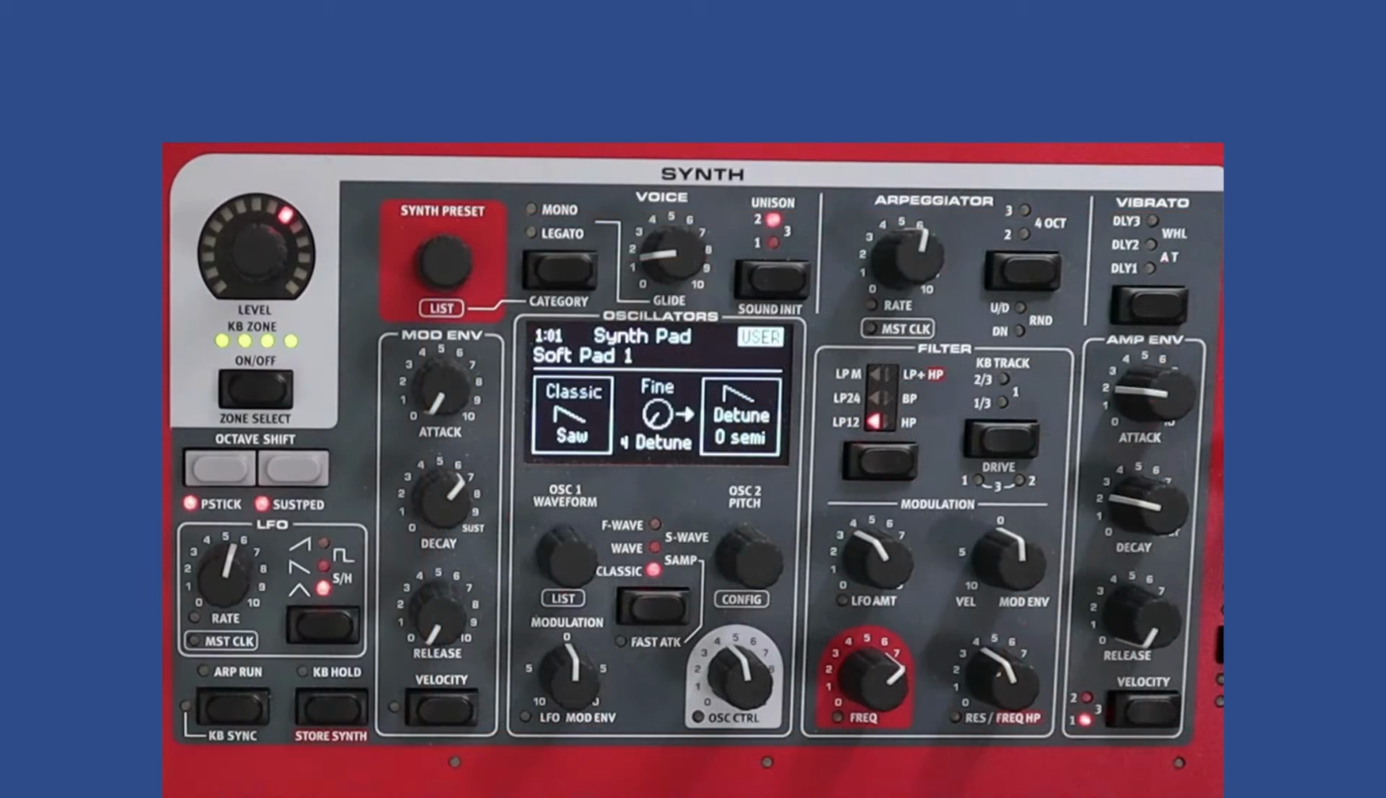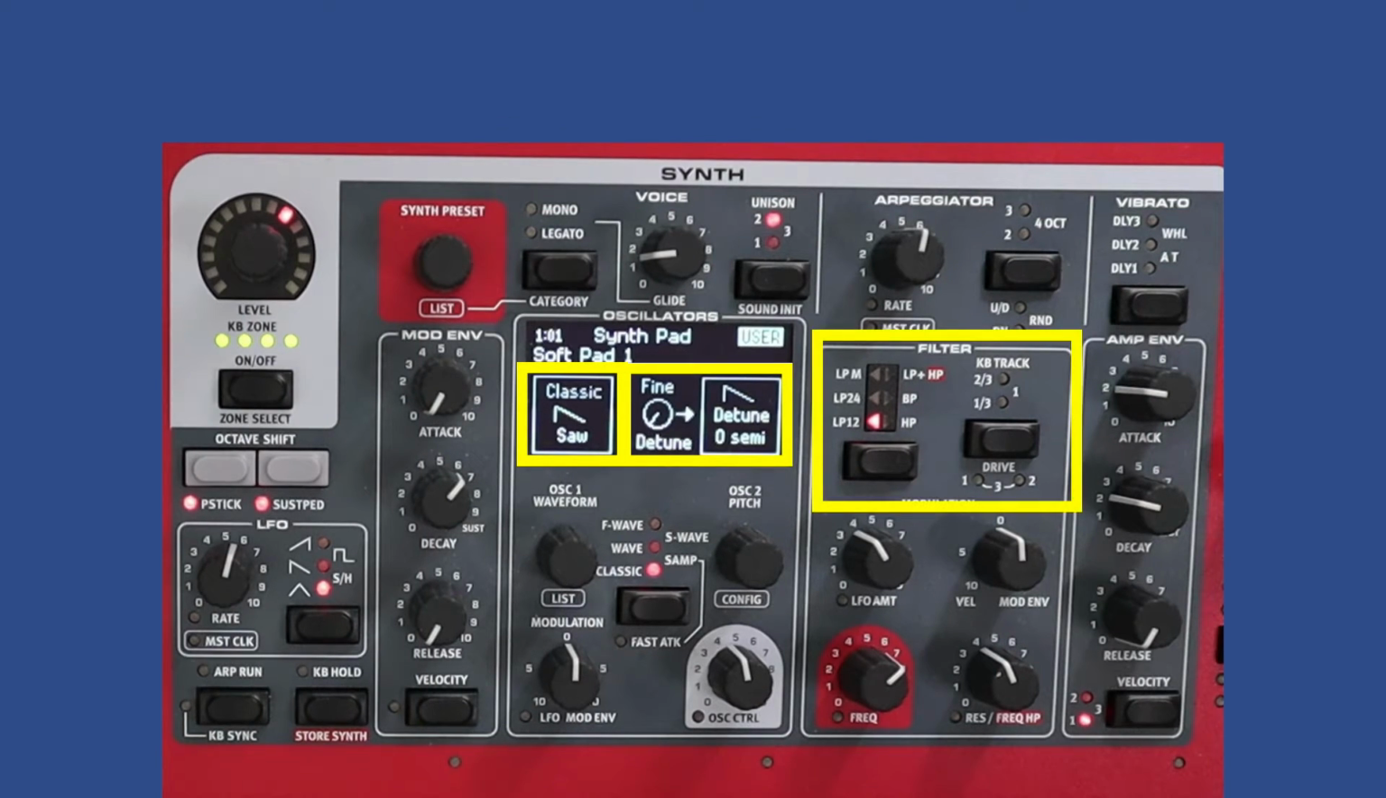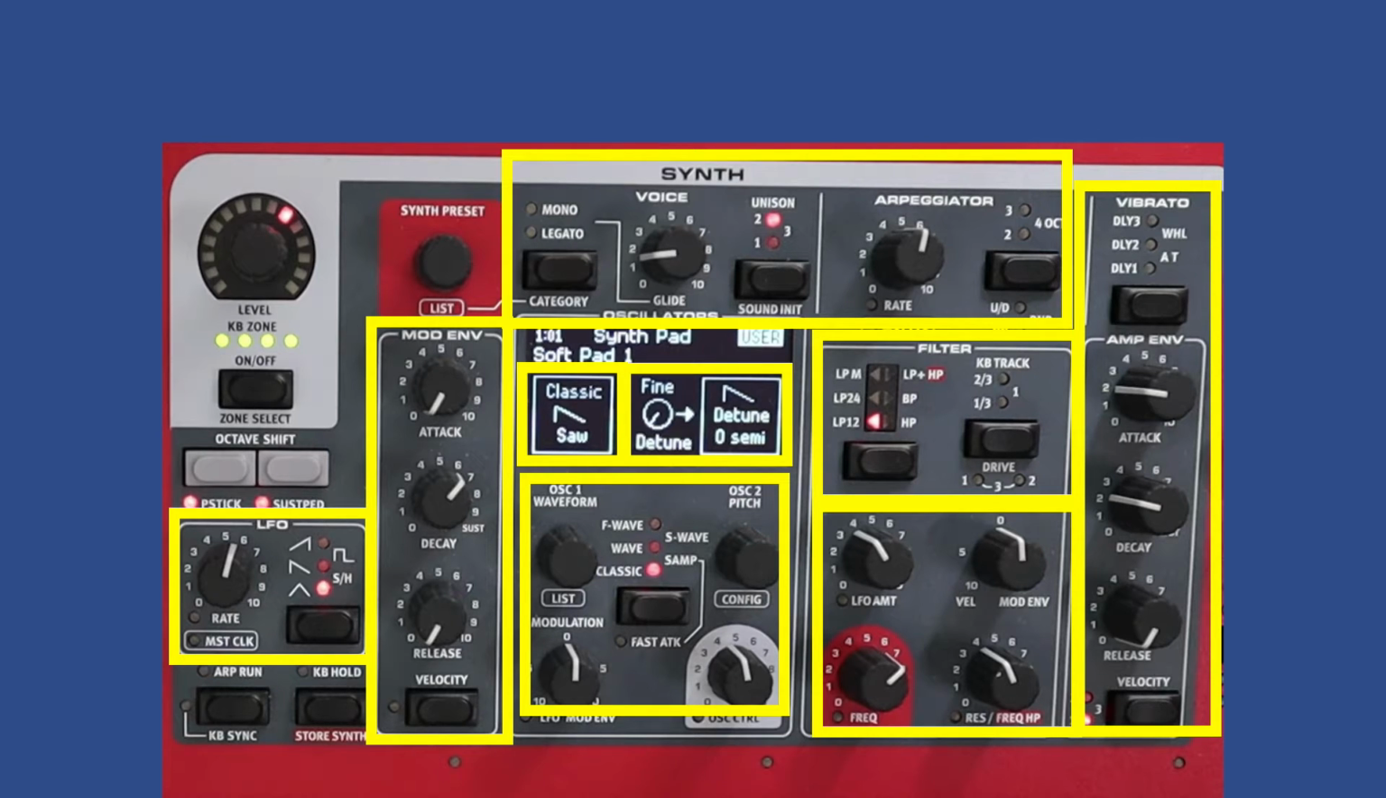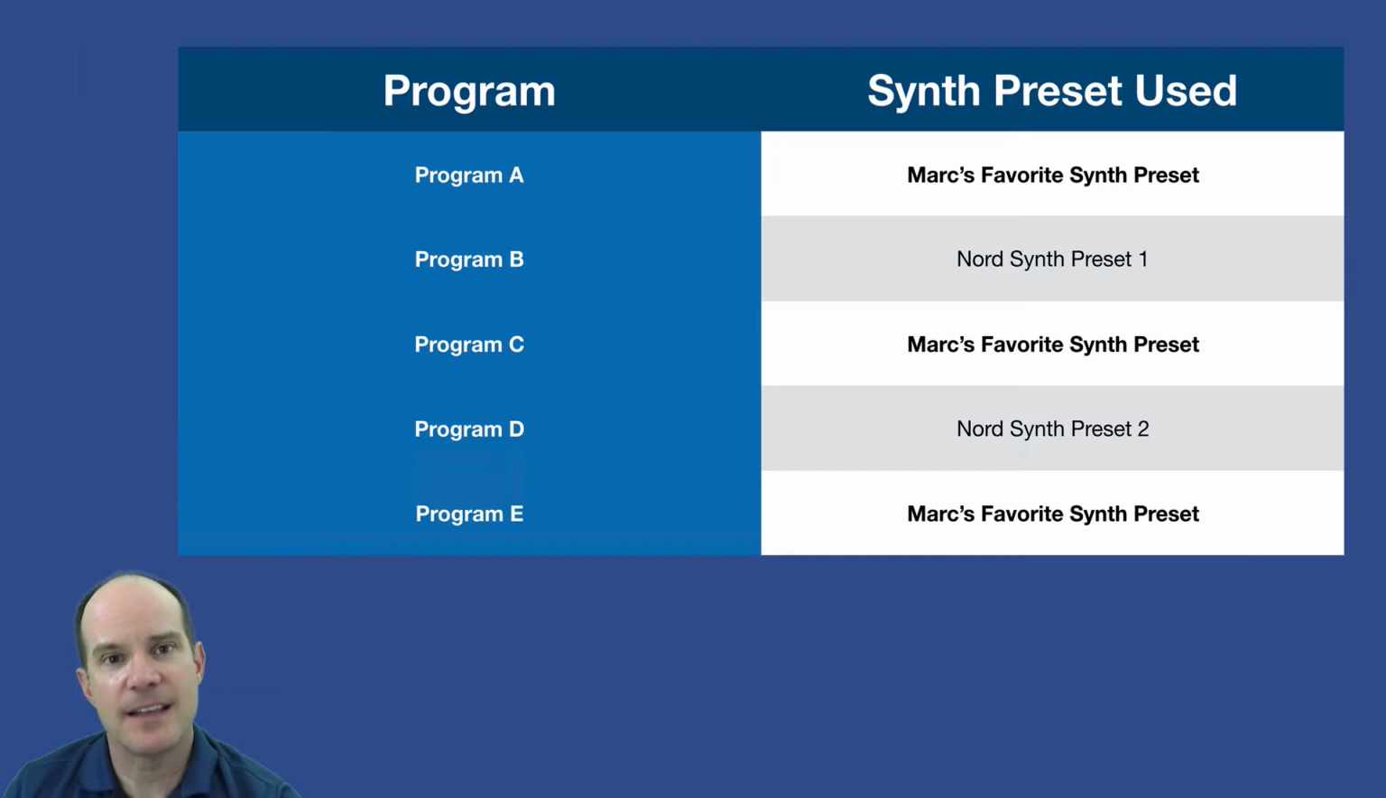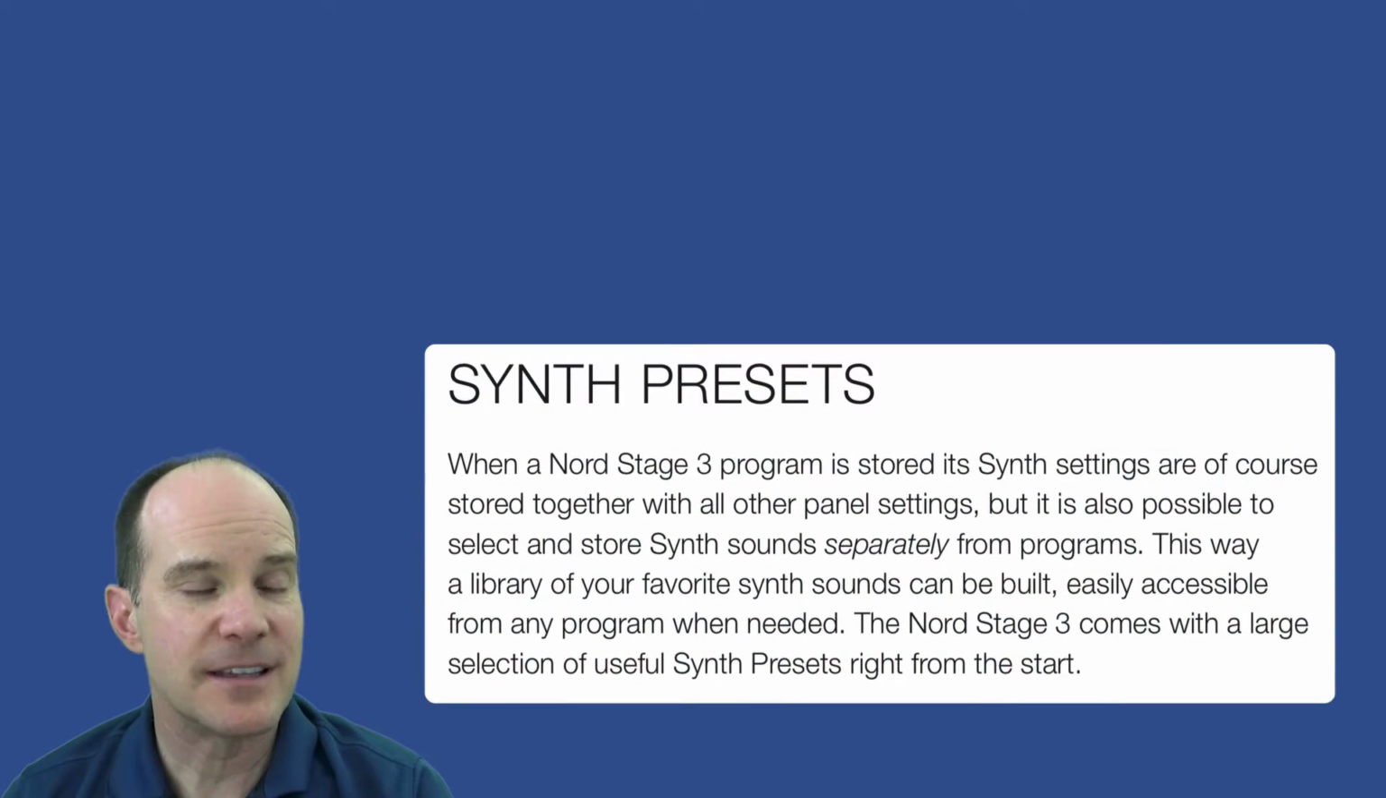So for example, I could set up a saw wave with a second oscillator and some filters, and all of those settings I can end up having it be called Marc's favorite synth sound. Because that's stored as its own synth preset, I can use that in any other program. So I can reuse it and use it as I see fit without having to set those settings each and every time for each and every program. So it acts as an independent area from the program area itself.